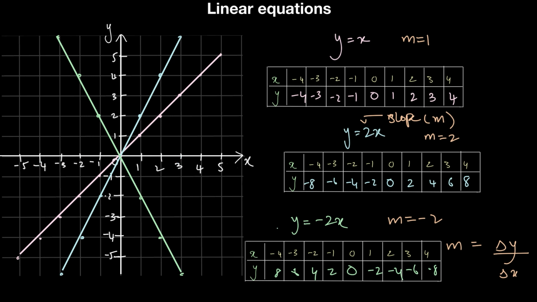And the magnitude of the slope: here the magnitude of the slope is 2, whereas here it is just 1. The greater the magnitude of the slope, the steeper the graph. So y equals 2x is twice as steep as y equals x. Similarly, the magnitude of the slope for y equals minus 2x is also 2, but because it's a negative slope, it's moving in the opposite direction.